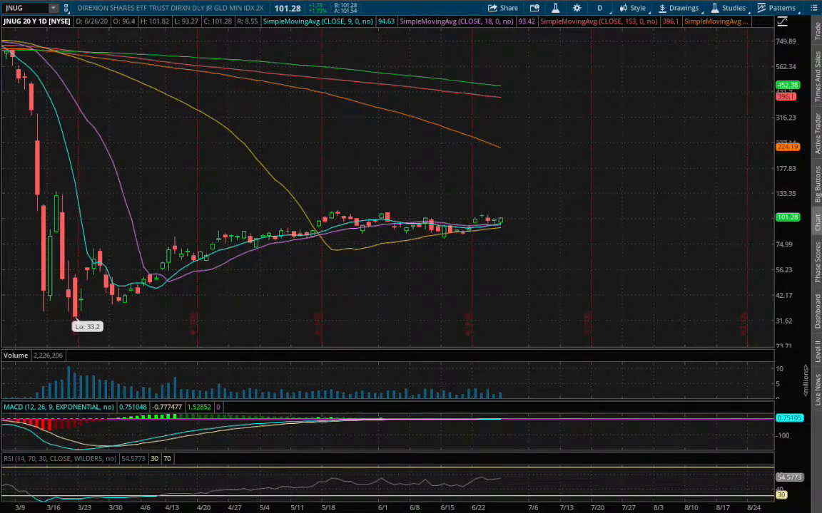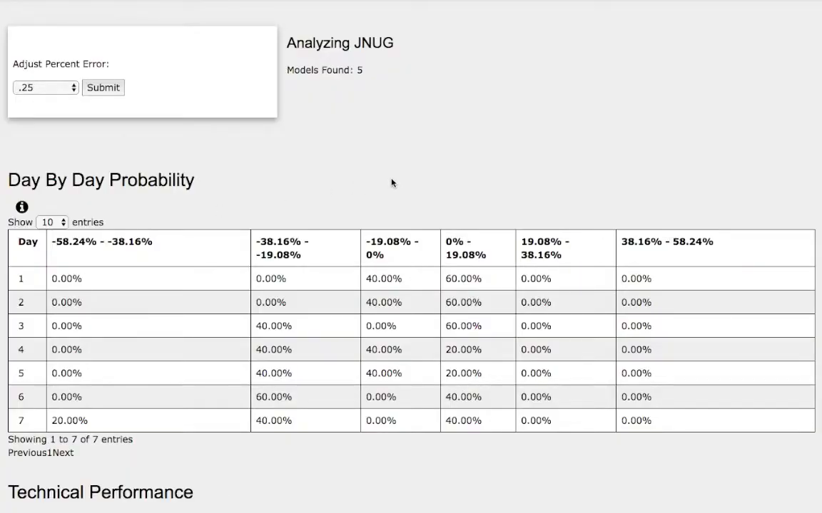So let's examine the support and resistance levels. As we progress to the 7th day, we have a 40% chance for JNUG to climb higher between 0 to 19%, and to the downside we have a 40% chance for JNUG to fall between negative 19% to negative 38%, and to the extreme case, to the downside, we have a 20% chance for JNUG to fall between negative 38% to negative 58%. We'll just use up 19% and down 19% as our support and resistance levels.